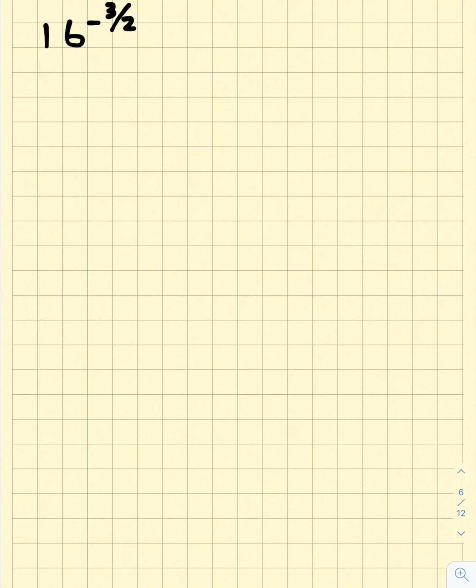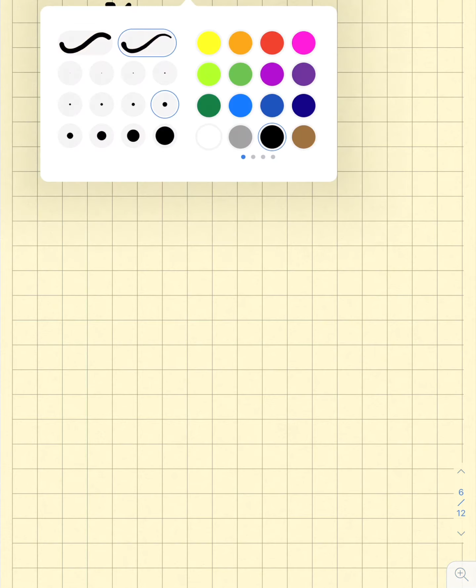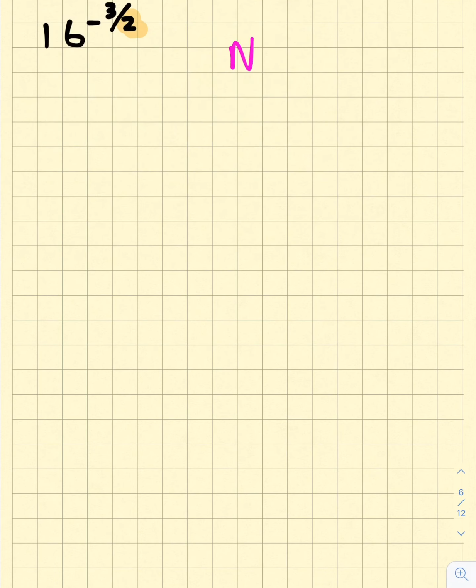Now with fractional powers, we have a numerator and a denominator. The denominator, in this case, which is 2, means root. So let's remind ourselves of that by writing that. The denominator represents the root. I hope you were able to track that error I just made there in speech. The denominator means root, so let's write that down.